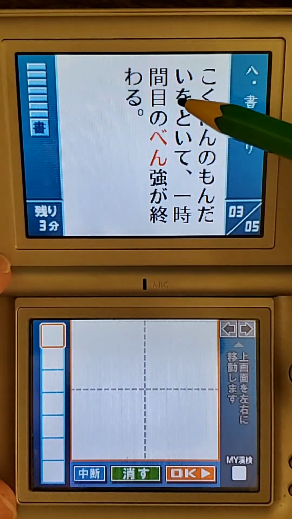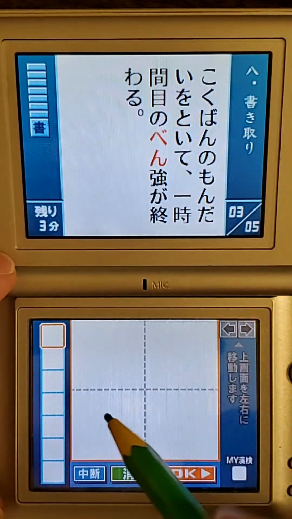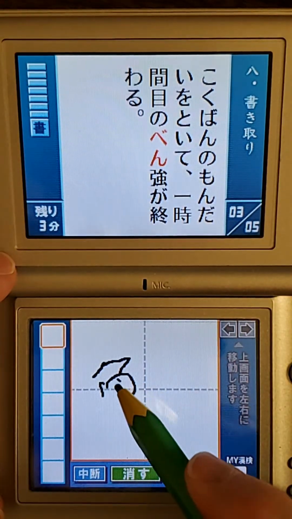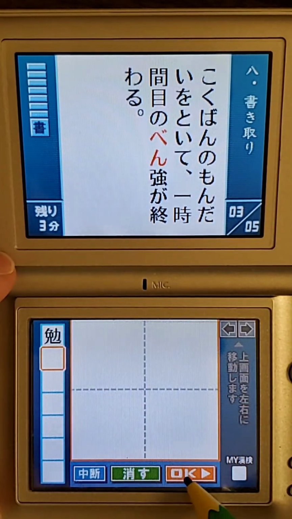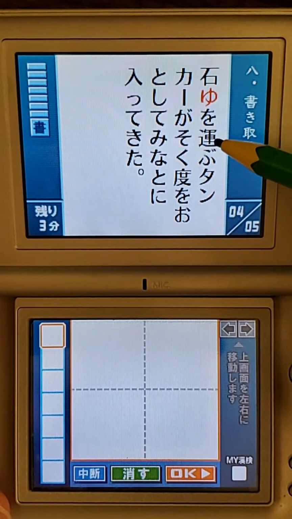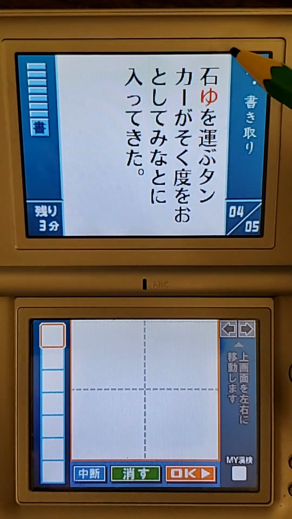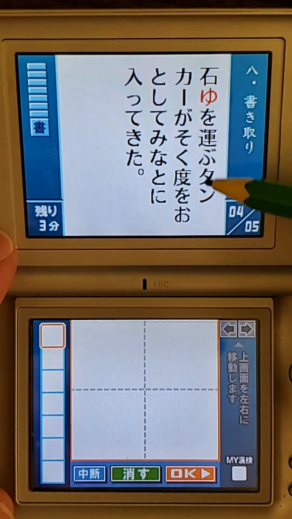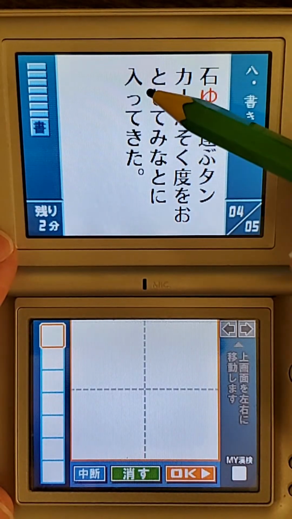All right. 1時間目 no benkyou. So bang. Now this one always messes up. I don't know what I'm doing wrong, but no. Well, first try that time. Sekiyu o hakobu tanka. Oh, okay. Sekiyu o hakobu tanka ga sokudo o otoshite minato ni haite kita.